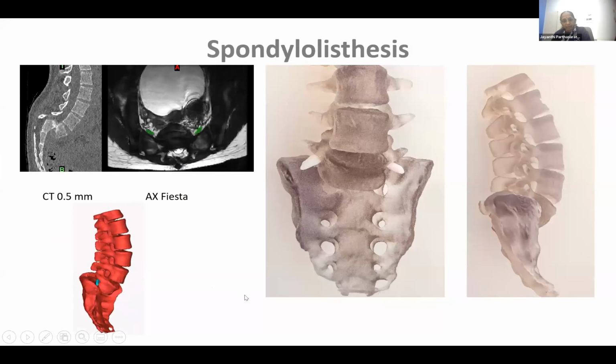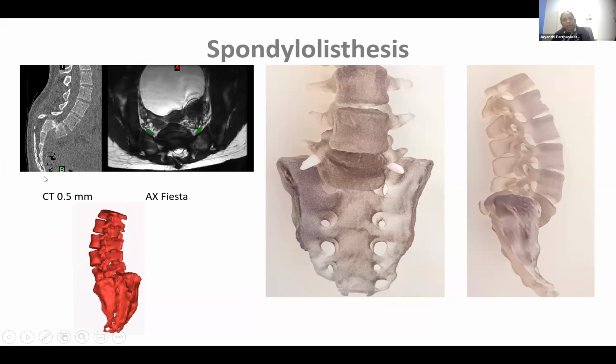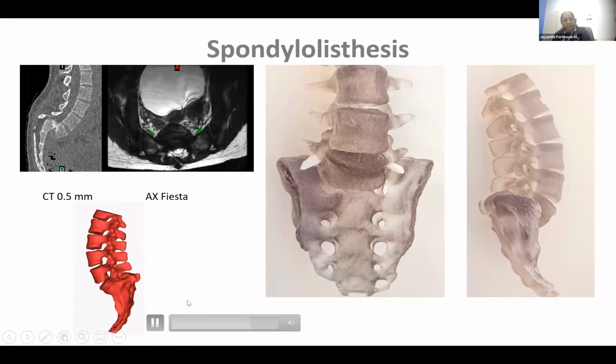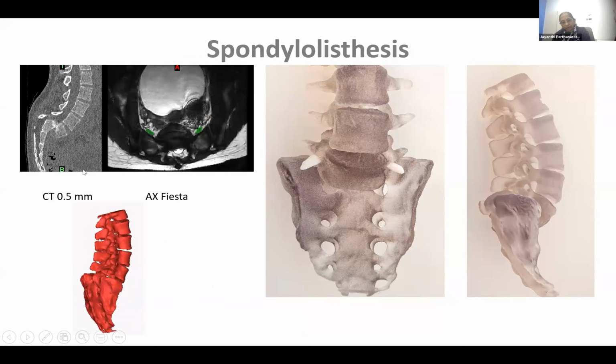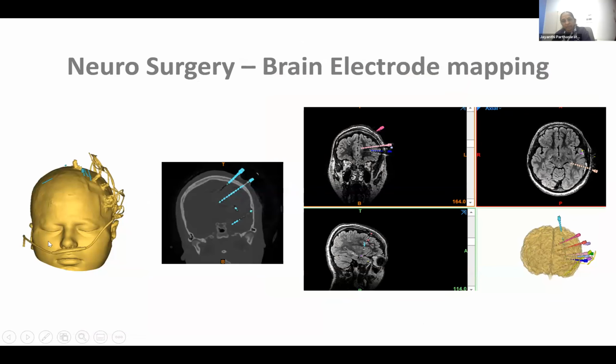This is another case which was published in the BMJ. We use the Fiesta for getting the neural tracts, and then we use the CT, of course. This is a spondylolisthesis patient, and so you can see how this is a preoperative model. And so you can see how much of this is there, and this was published in BMJ.